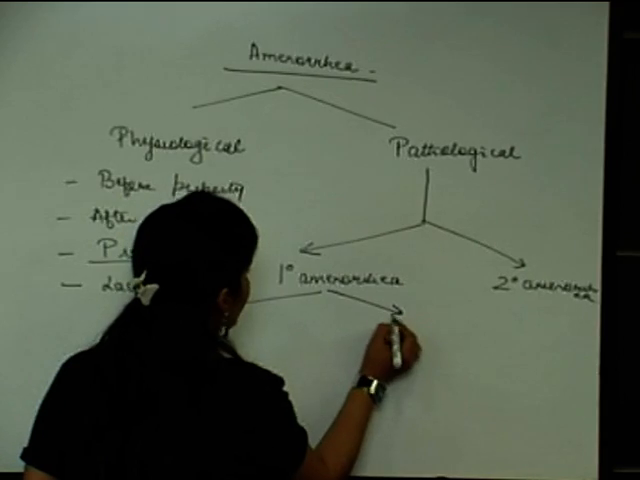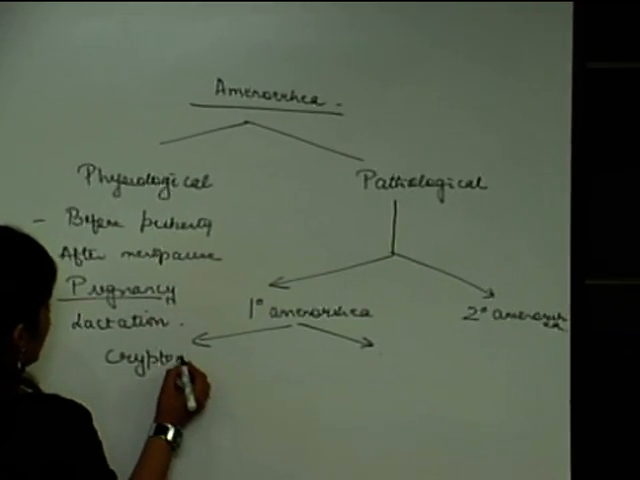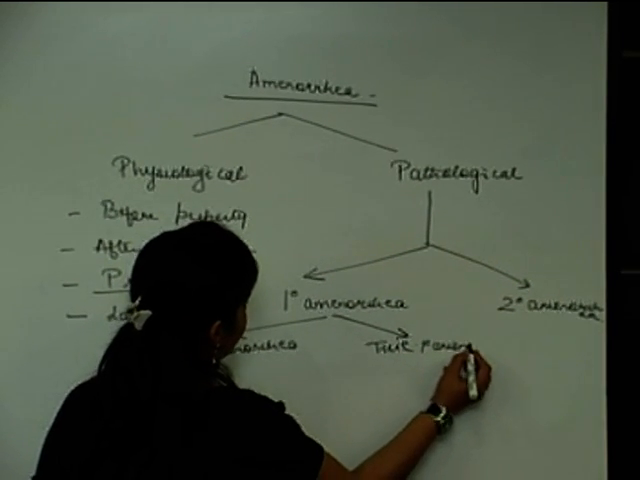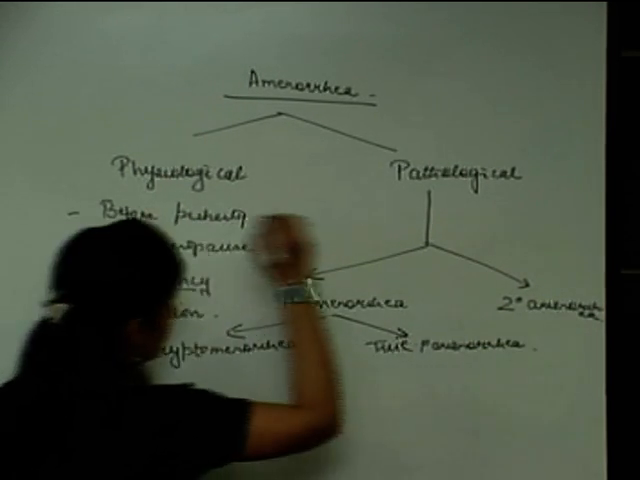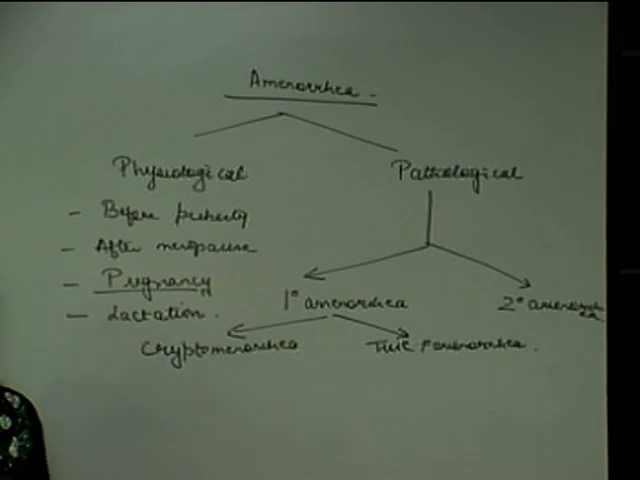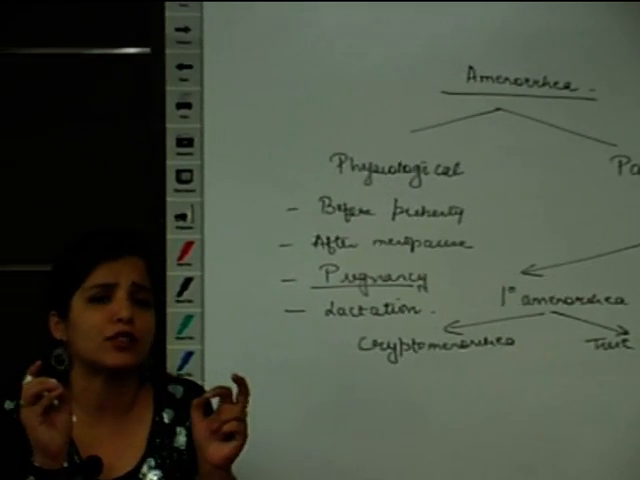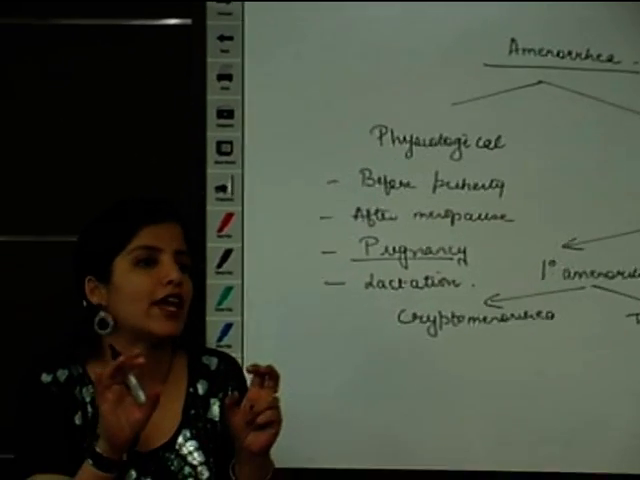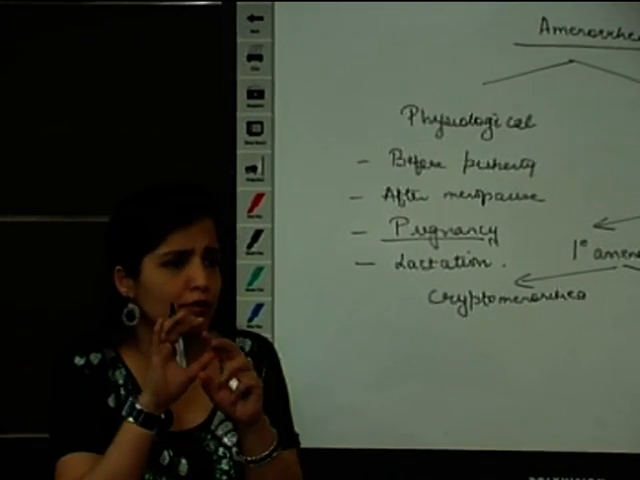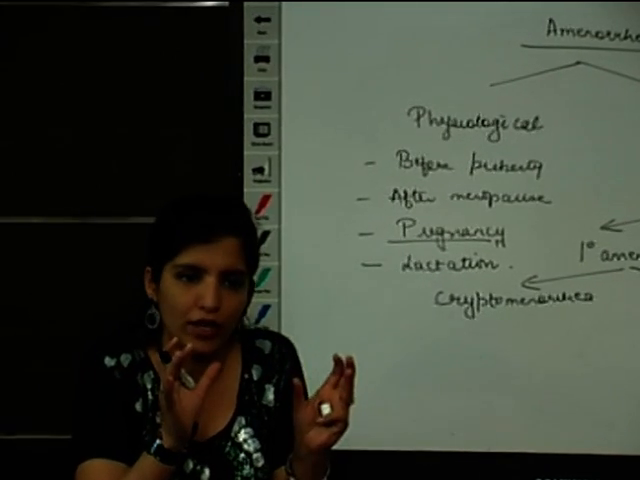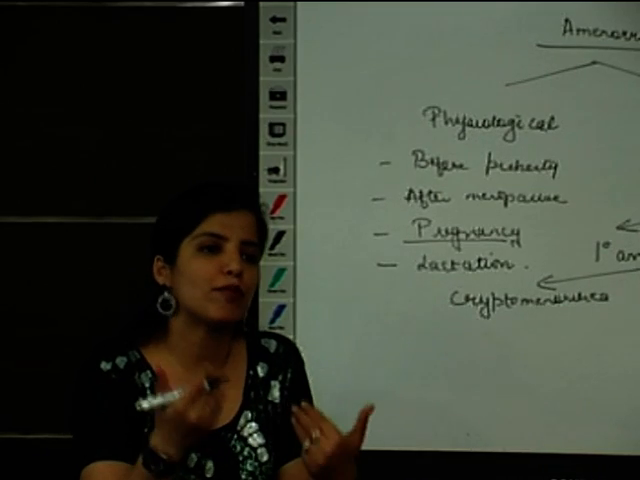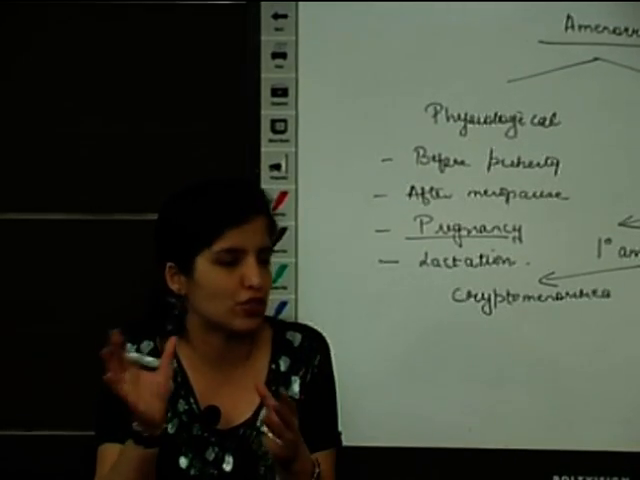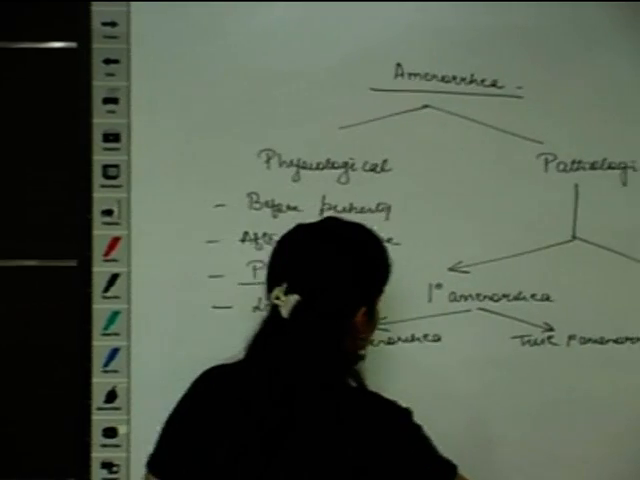Primary amenorrhea can further be cryptomenorrhea or true primary amenorrhea. Now, what is primary amenorrhea? Primary amenorrhea literally means that a female has not had menarche. She has never experienced menstrual bleeding. That is the layman's definition of primary amenorrhea. And secondary amenorrhea means that a female has been menstruating regularly, but now she is not having any menstruation. So coming to primary amenorrhea.